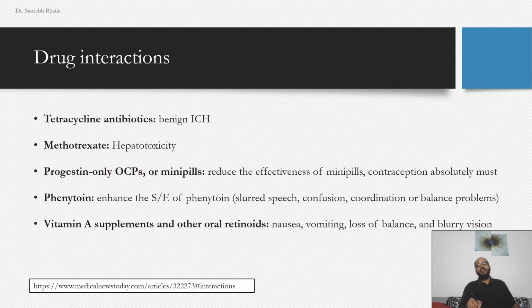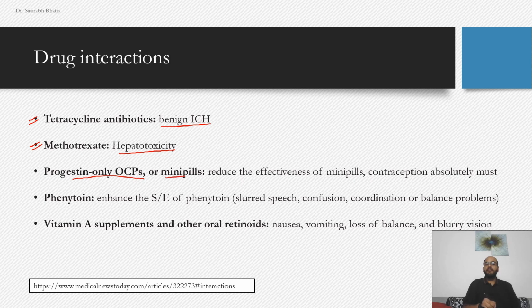Now, drug interactions. Drug interactions are multiple, like any other drug. I've just highlighted a few important ones. For example, with tetracycline, like all retinoids, acitretin has a theoretical risk of benign intracranial hypertension. That means increased pressure around the brain. With methotrexate, which may be given as part of combination or sequential therapy, if you give methotrexate and acitretin together, the chances of liver toxicity increase substantially. So be careful in that.